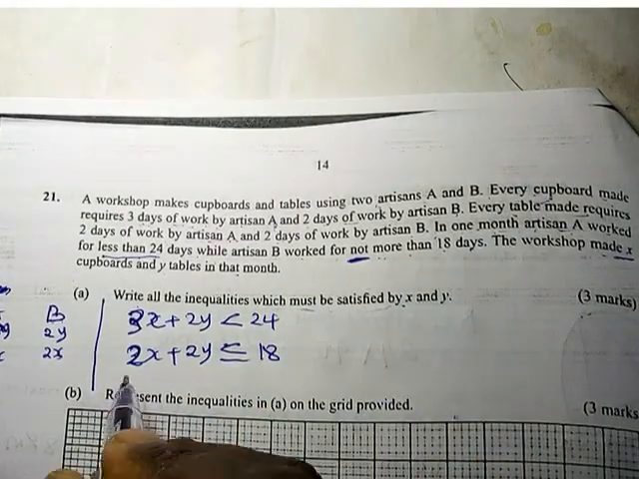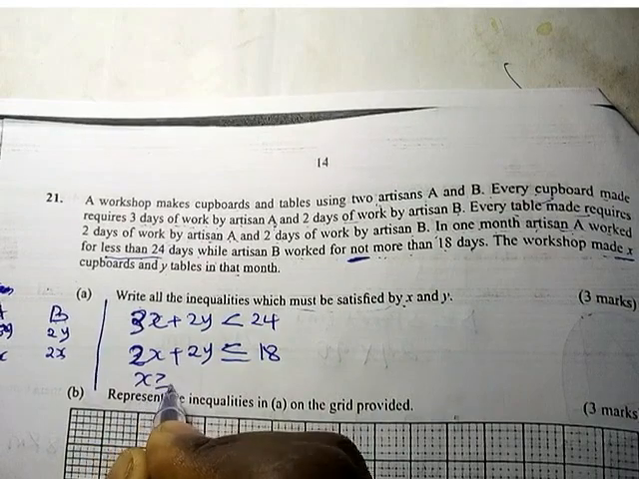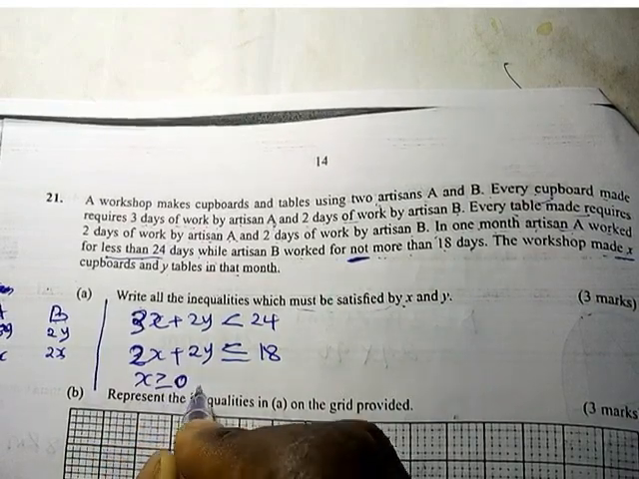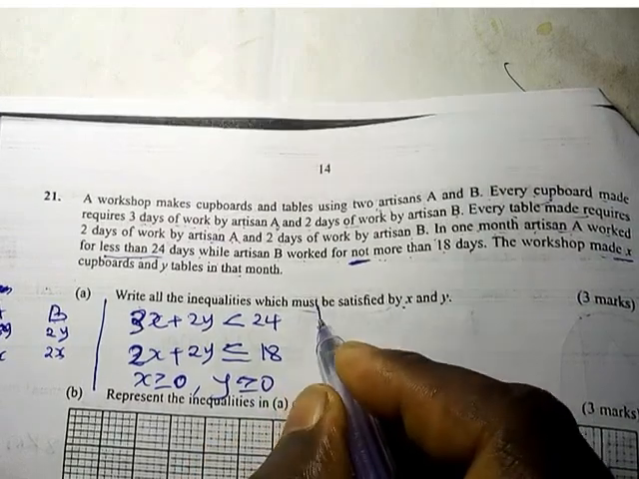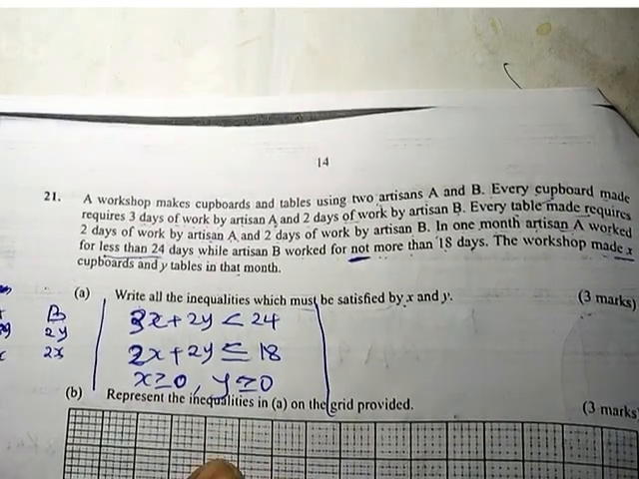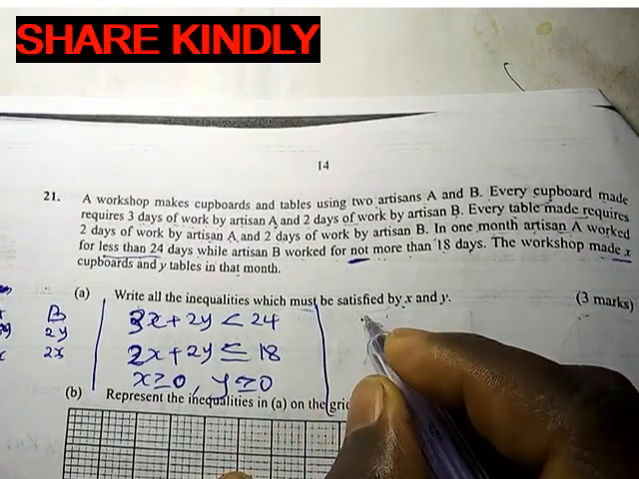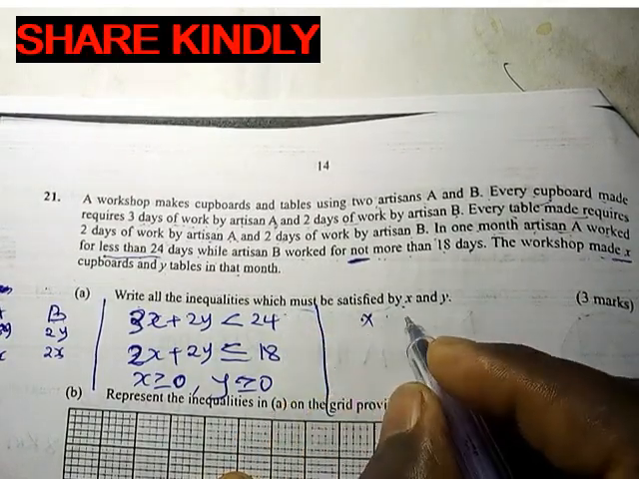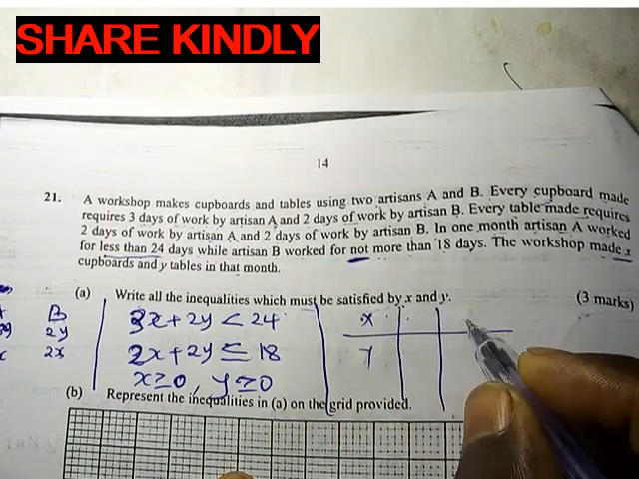Yes. And then the other obvious inequality is that x is greater than 0 because there is no object which can be negative, and y is greater than 0. So these are the inequalities that you need. Then now you use these inequalities to make the points x, y. We want the values to draw the graph, the points.